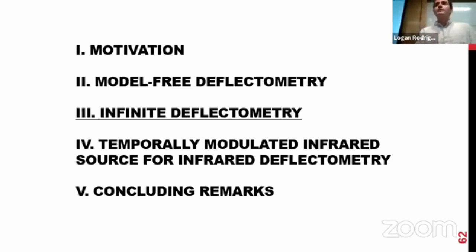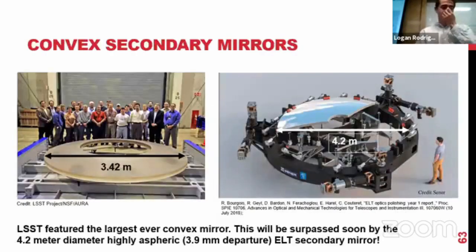We've measured concave mirrors so far. How do we measure convex mirrors? So on the left-hand side, we see the 3.42 meter diameter LSST secondary mirror. This is the largest ever convex secondary mirror created. It'll be featured in the Large Synoptic Survey Telescope. It was a really impressive optic.